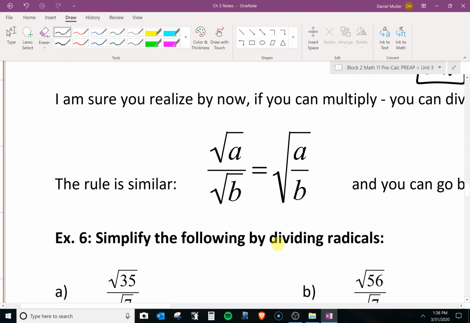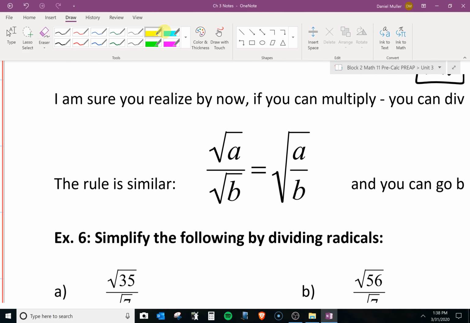So now we have division. It's worth noting here, it says if you have the square root of a and the square root of b, you can make it one giant square root of a over b. So you can kind of push these two roots together.